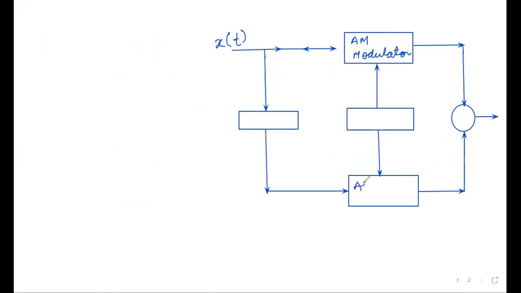Here also there is an AM modulator. This box is used for the carrier, the oscillator, the local oscillator. It will be better if you write here local oscillator. Okay, so this local oscillator is generating the carrier part.